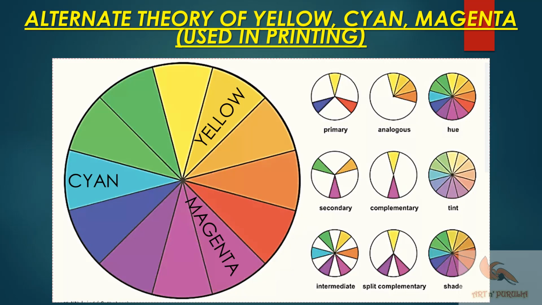There is an alternate theory of primary colors as yellow, cyan and magenta. This scheme is used in printing technology primarily, and yellow, cyan and magenta along with black produces beautiful colors. Even some of the artists prefer this scheme, and a lot of digital artists use this scheme.